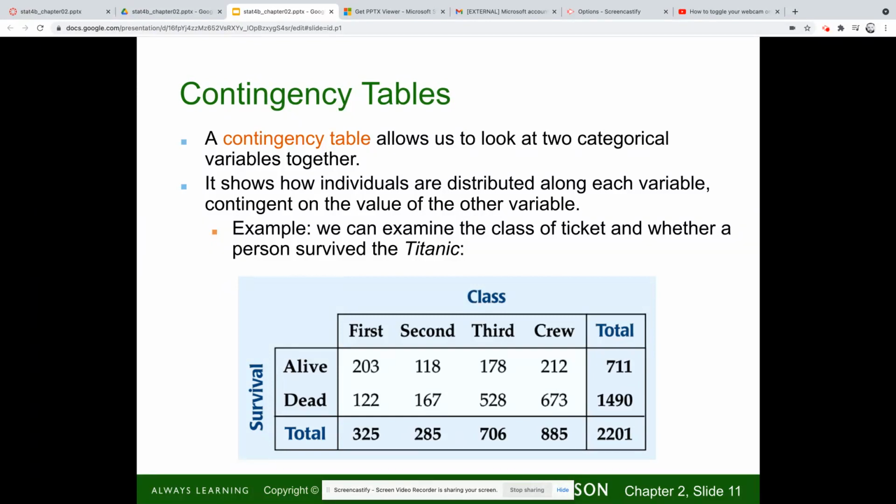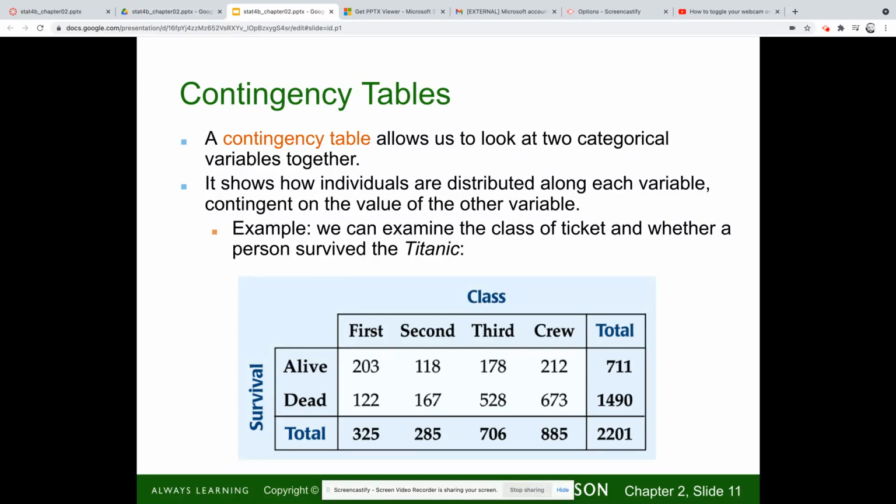So among the 325 first class passengers, 203 were alive after the crash, and 122 unfortunately passed away. When you look at second class, notice that that's considerably different, right? You have 118 people alive, but 167 people unfortunately passed away. So the first class ticket holders had a higher percentage survive than the second class.